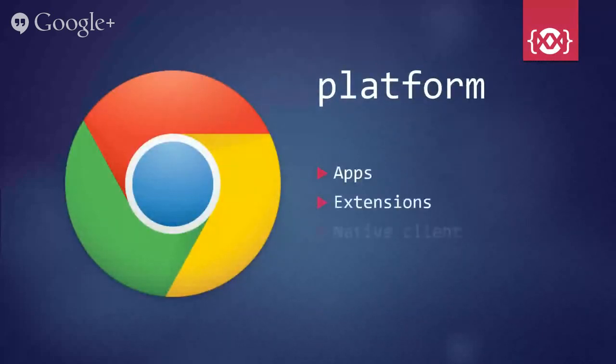So this platform consists of four things: apps, extensions, which we're going to talk about today, and also a native client and the store. The four pillars of the Chrome OS platform.